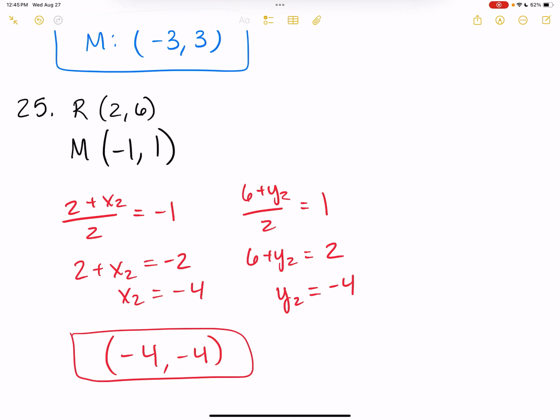So if you wanted to go back and check to make sure you did it right, you could use the point R in this one and solve for the midpoint. And if you get negative 1, 1, then you know that you did it right. So that's a way you can go back and check your work after in case you're not sure if you did it right or not.